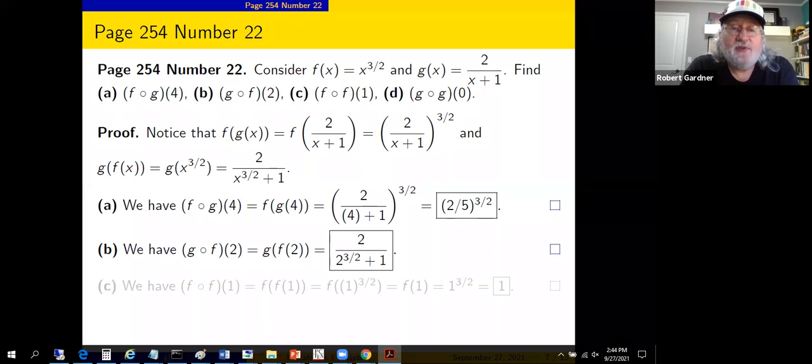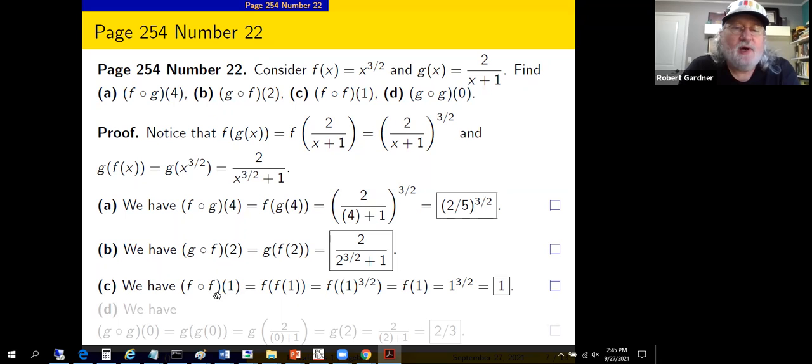Part B, g of f of 2. Well, we've got g of f of x. It's this function here. So we'll simply take this function here and plug in 2, giving us 2 divided by 2 to the 3/2 plus 1. 2 to the 3/2 is some irrational number. We could modify the form of this, but we're always going to be stuck with the irrational number. There's square roots of 2 in this somewhere or other. So we'll just leave the answer in that form. One could rationalize the denominator if one were so inclined, but I'm happy to leave the answer like that. Not much is to be learned beyond this value, and I certainly don't want to numerically approximate it with some calculator.